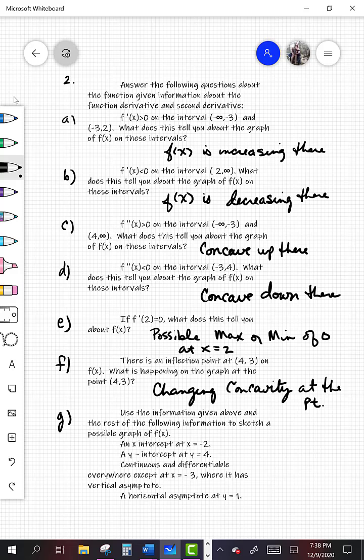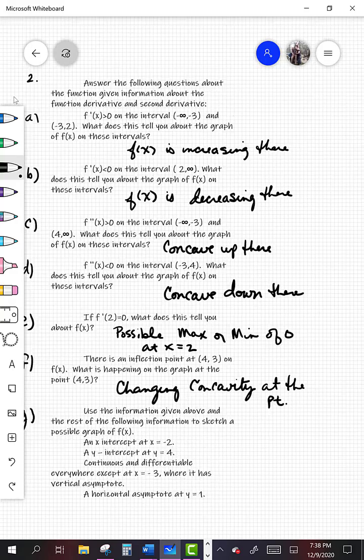So use the information given above and the rest of the following information to sketch the possible graph of f of x. So we're given that we have an x-intercept at negative 2, a y-intercept at 4. It's continuous and differentiable everywhere except at x equals negative 3, where it has a vertical asymptote, and it has a horizontal asymptote at 1.